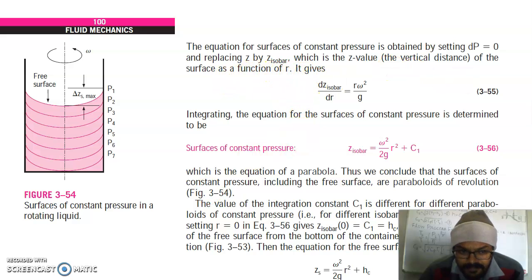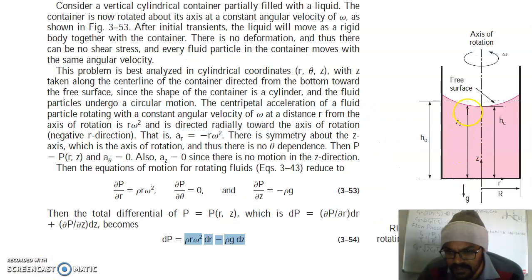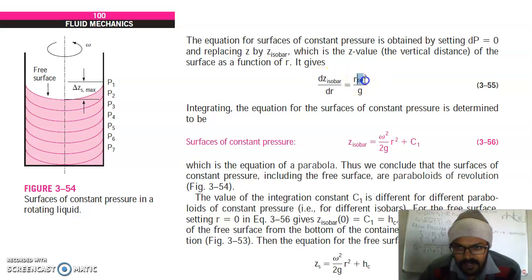So equate this equation to 0, and you will get dz isobar by dr equal to r omega square by g. So this is z_s, the distance from the bottom to the free surface. This is h_c, the distance of the bottom from the free surface at the center. You can also observe from this equation that if omega is 0, meaning the fluid is not rotating, then dz isobar is equal to 0, and the fluid will be at the same level throughout the container.